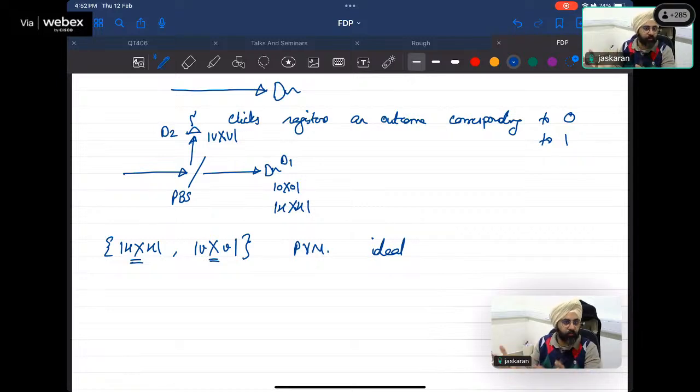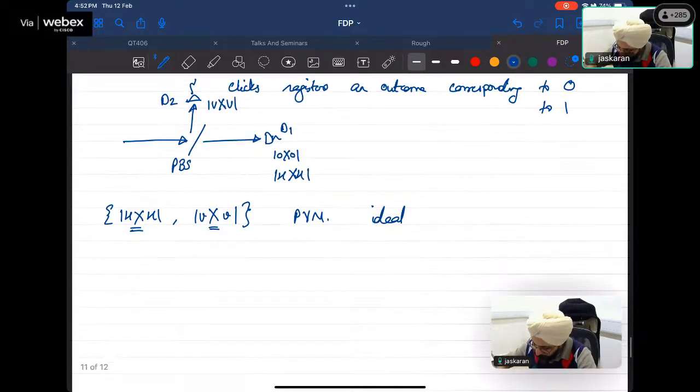Maybe the current was not too high, or maybe the avalanche did not happen, or whatever. Whatever may be the reason, and there will be reasons, this will happen in the experiments. So in the non-ideal case, we will have a situation where D1 and D2, both of them don't click. So what we can do is we can ascribe that as a different outcome.